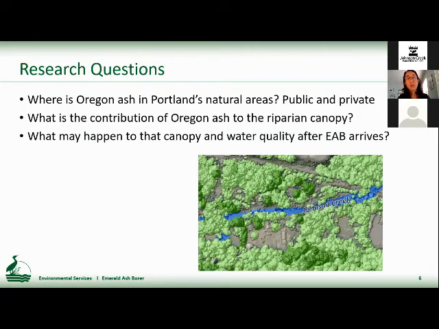So for our research, as I mentioned before, there's been some work looking at the abundance of ash throughout the area, but really focusing on natural areas here, and specifically the composition of the riparian canopy that is composed of Oregon ash. And then consequently, if or really when the emerald ash borer arrives, what might happen to that canopy and consequently potential impacts to water quality.